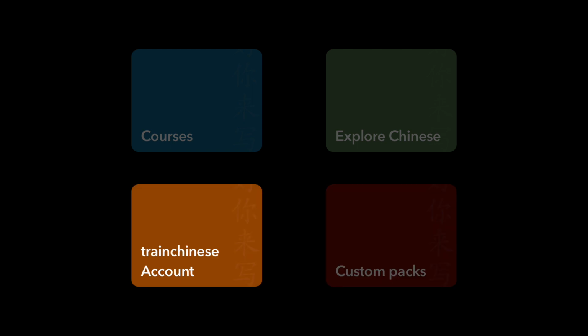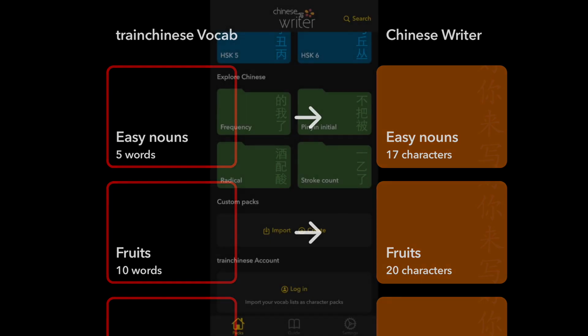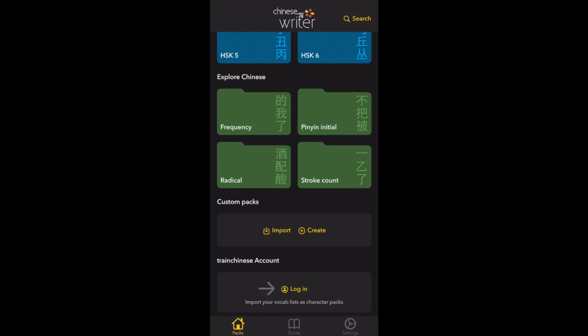Finally, we have Trainchinese Account packs. Chinese Writer is part of the Trainchinese family of apps, which means that you can log in with your Trainchinese account. If you have a paid subscription, this will unlock the full features of Chinese Writer. It will also present you with a character pack for each of the word lists in your account. If you're part of a school that uses Trainchinese, you'll also see character packs for any word lists that a teacher has assigned to you for study. Let's look at that now.